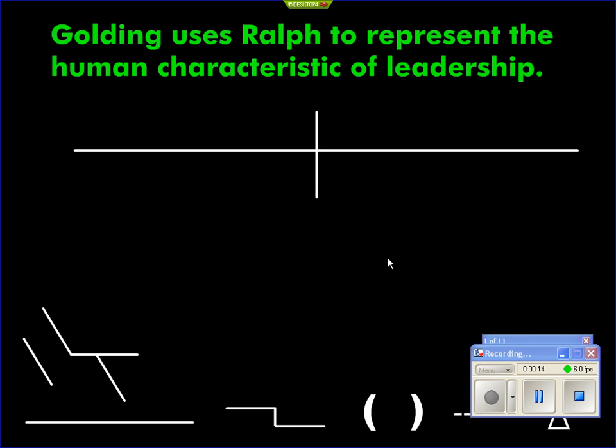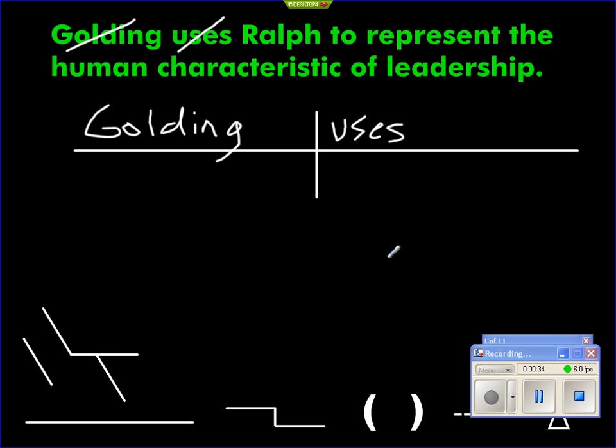Sam, what's the subject of this sentence? Very good. Trevor, what's my verb? Uses. Trevor, what is Ralph in the sentence? Well, what do you think? Is it directly receiving the action of being used? Is it being used directly? Yes. Therefore, it's what type of object? Correct. Very good.